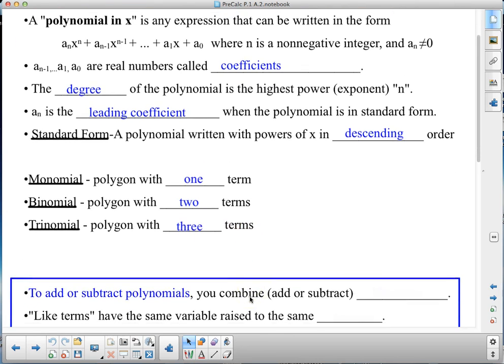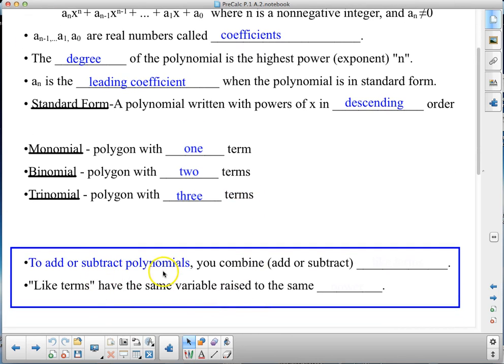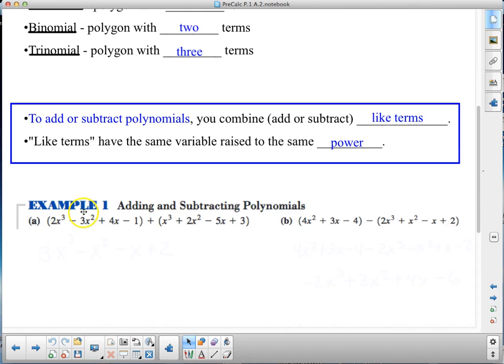To add or subtract polynomials, you combine, or add or subtract, like terms. Like terms have the same variable raised to the same power. So, in example 1, adding and subtracting polynomials, I'd like you to turn off the video, do A and B of example 1, and then check your solution. Go ahead and do that now.